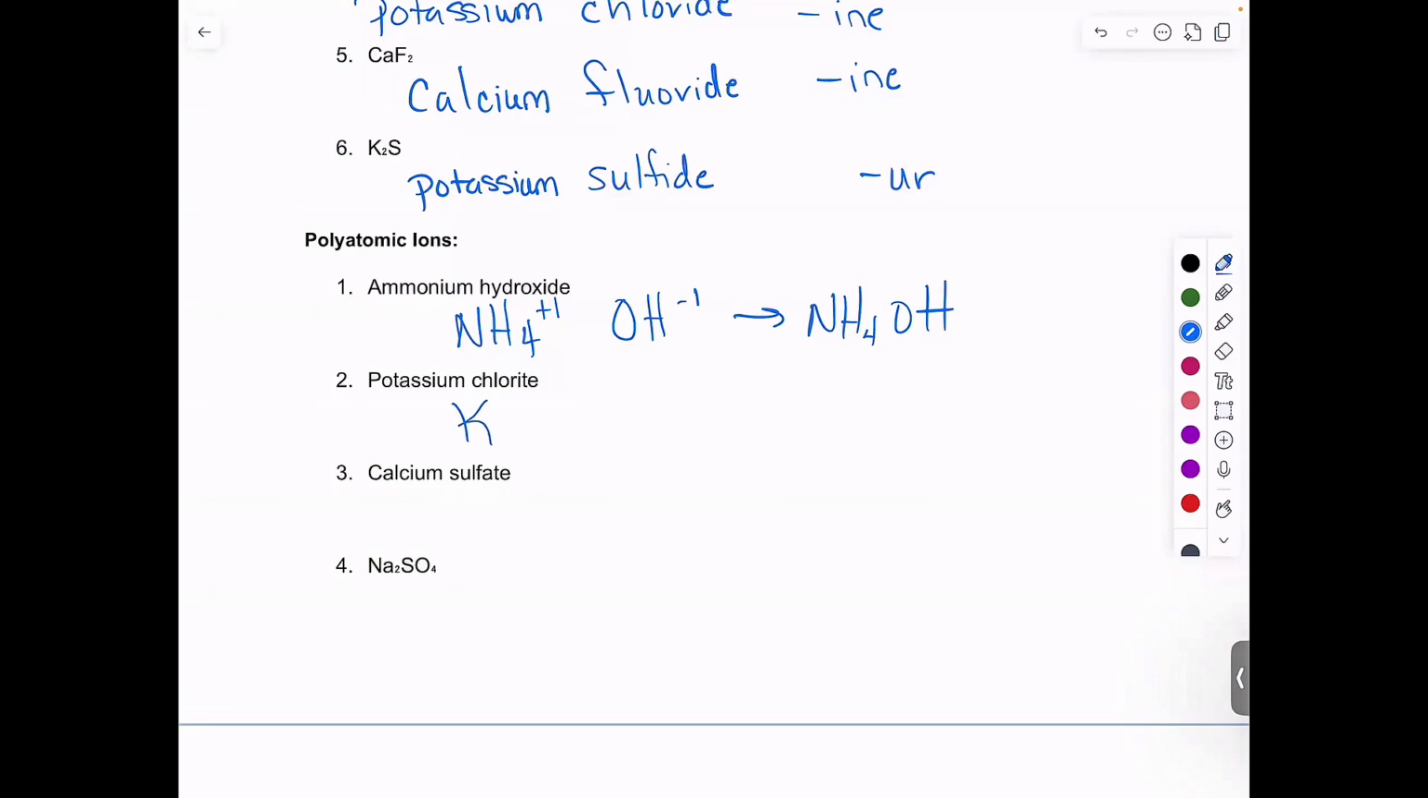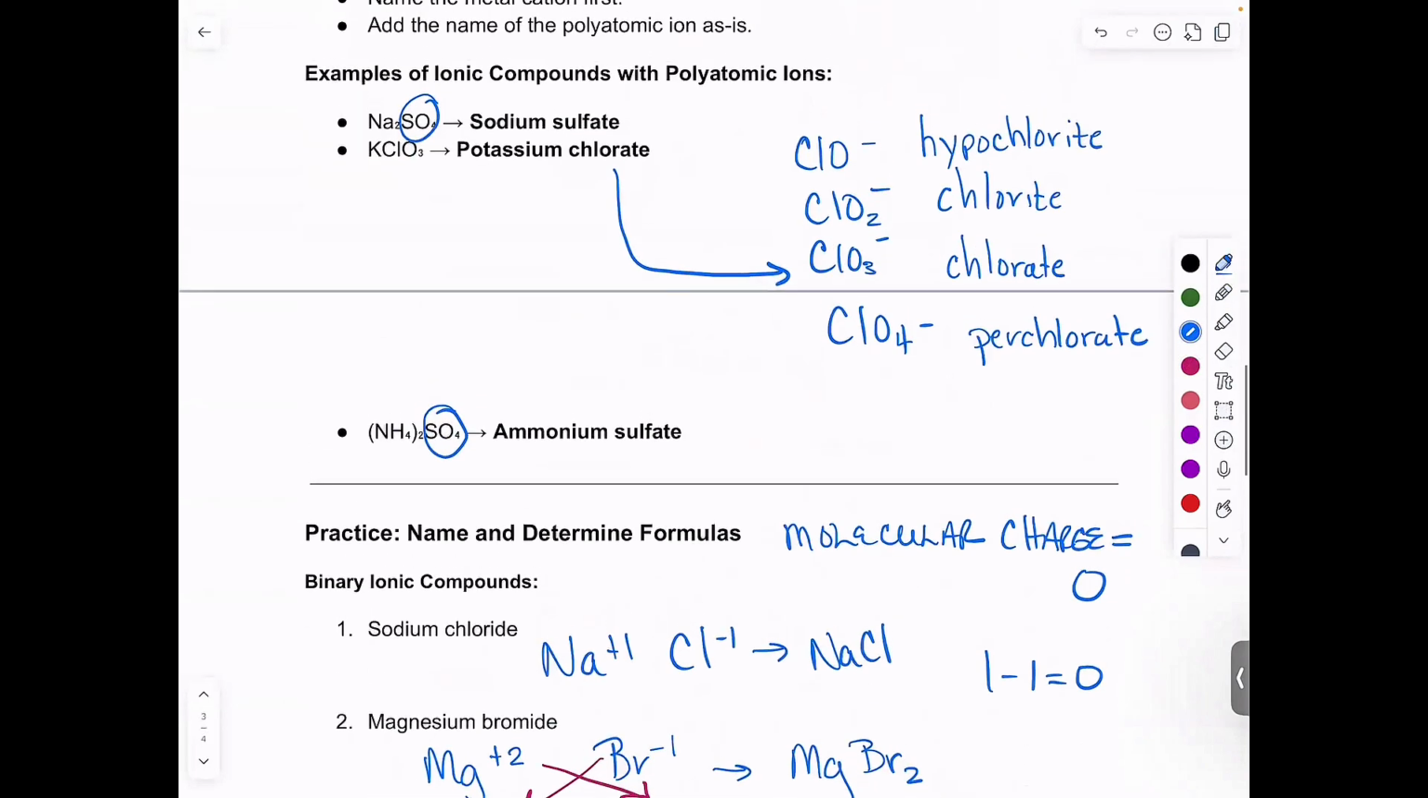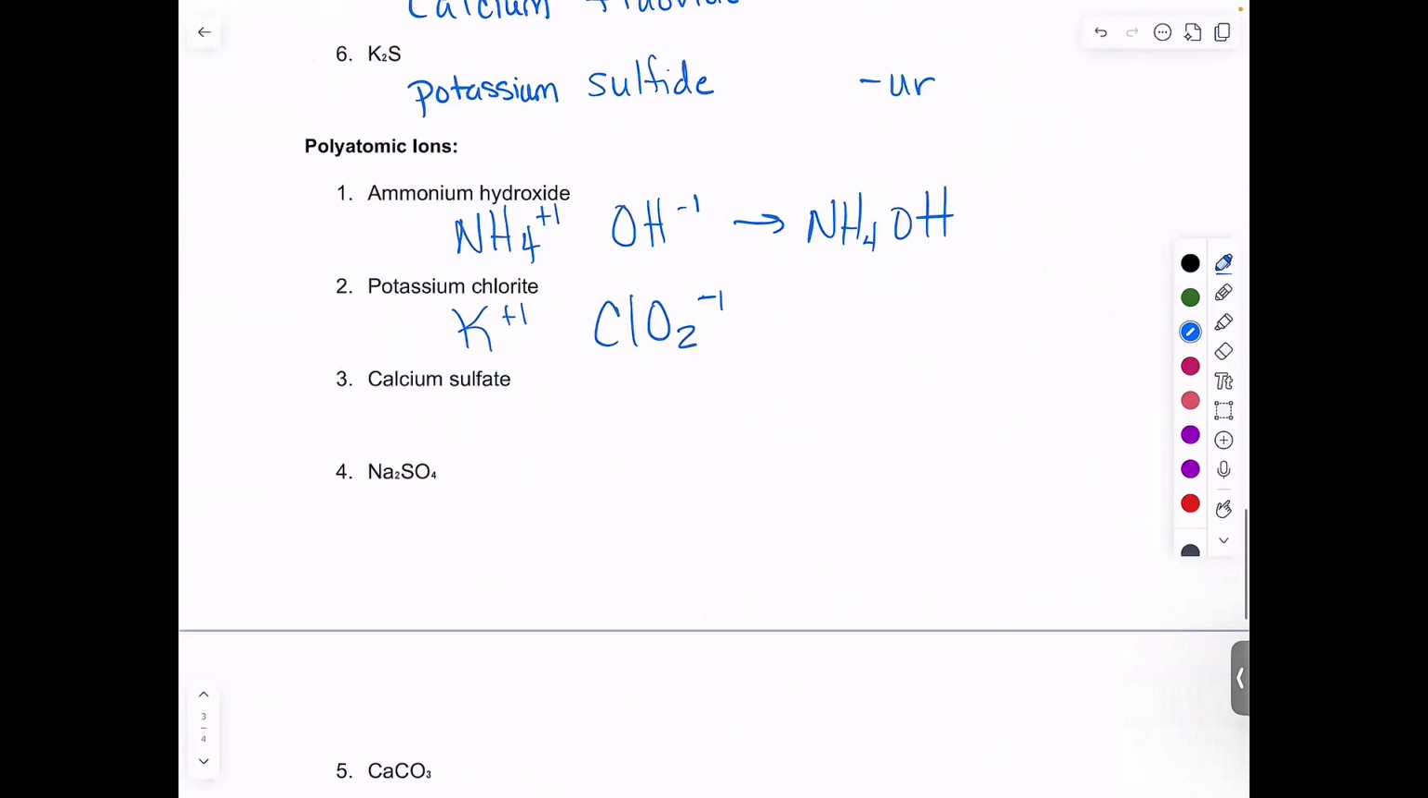Potassium is K. Chlorite is ClO2, I covered that just a bit ago. There's chlorite. So K +1 and then ClO2 -1. That's a 1-to-1 ratio. It balances out, gives you a 0 net charge. So we're good there.